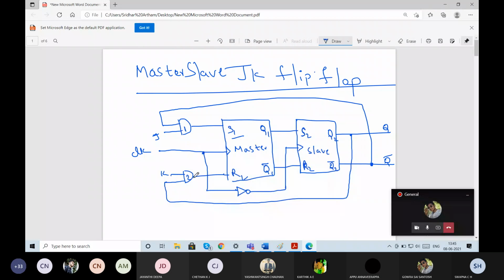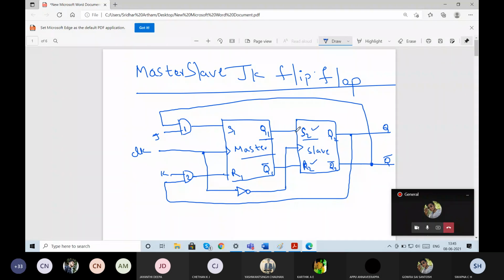So the second gate input is given to R1 and the first gate input is given to S1. So this is how the connections are. Along with this, if you observe, the Q1 output is directly connected to the slave input S2, and R2 is connected to the Q1 bar output. So the master outputs are directly given to the slave.